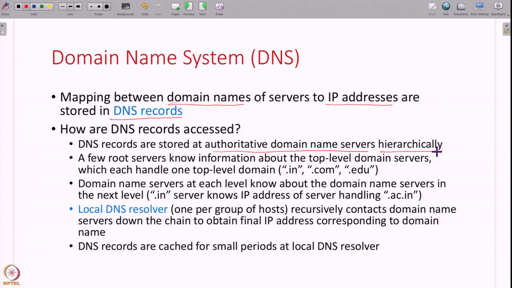What does this mean? If you have a domain name like nptel.ac.in, that is .ac.in. Firstly, there are what are called root DNS servers.